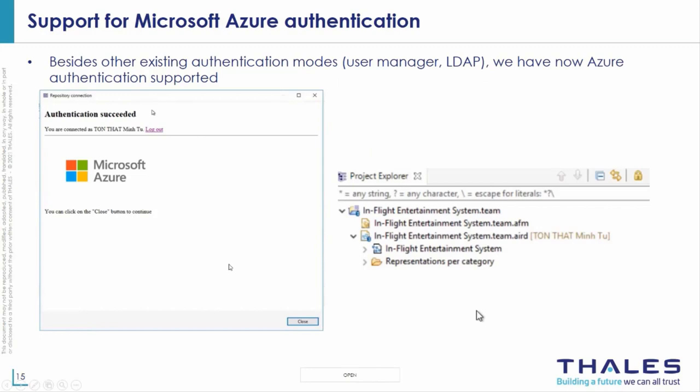Another interesting feature that's now supported by Team for Capella is the ability to use Microsoft Azure authentication. Besides existing methods that allow you to authenticate users, such as the user manager mode, in which you maintain your own base of users, or the LDAP mode, in which you connect to an LDAP server to authenticate users, now you have the possibility to do the same thing with a Microsoft Azure authentication server.